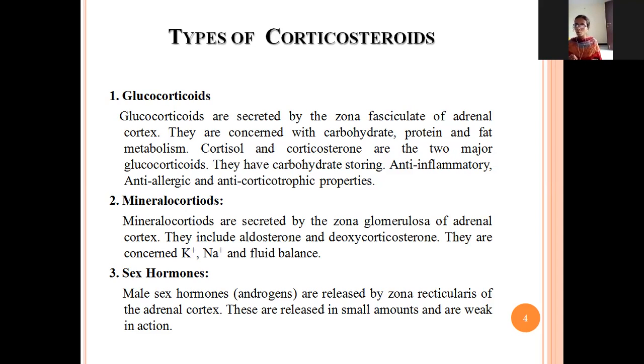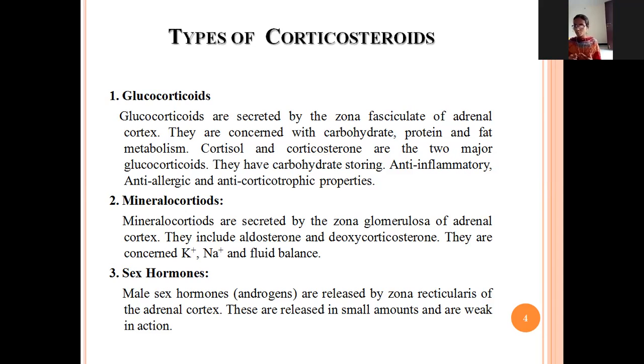Next, mineralocorticoids, which are secreted by the zona glomerulosa of the adrenal cortex. They include aldosterone and deoxycorticosterone. They are mainly involved in potassium, sodium and fluid balance, that is, balancing sodium and potassium in our body.